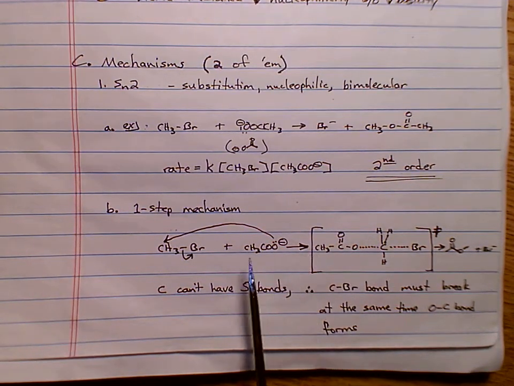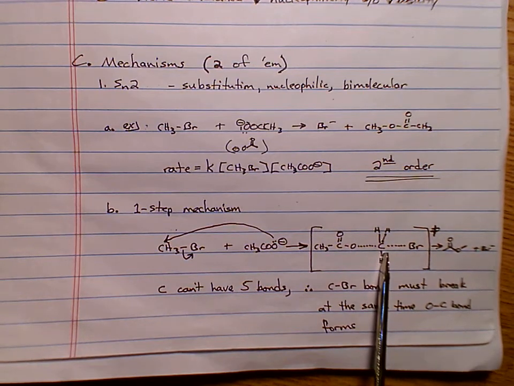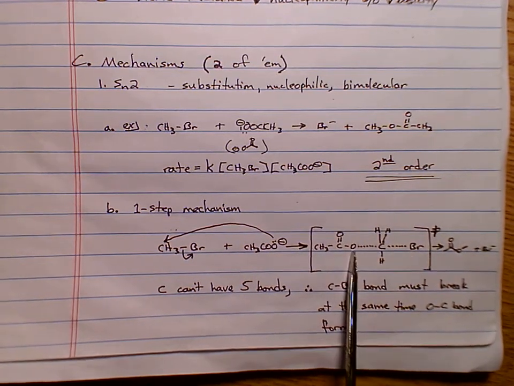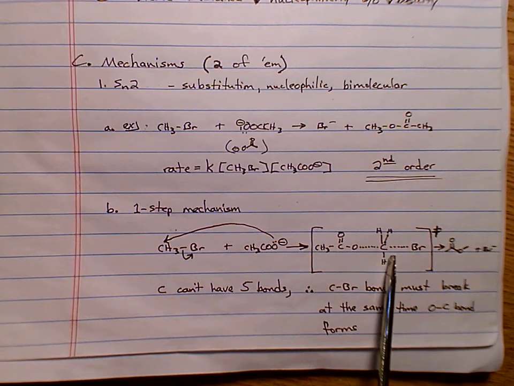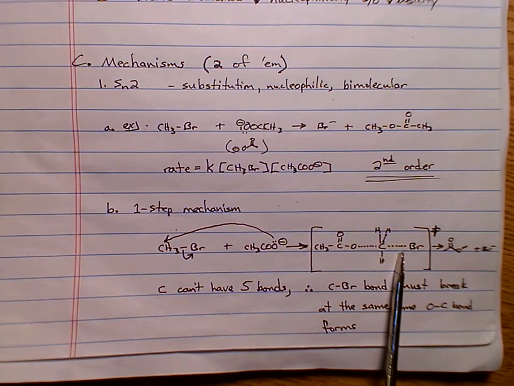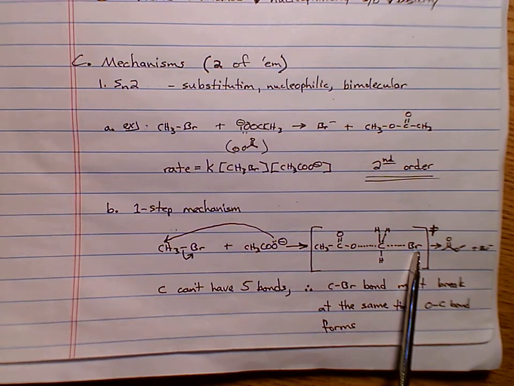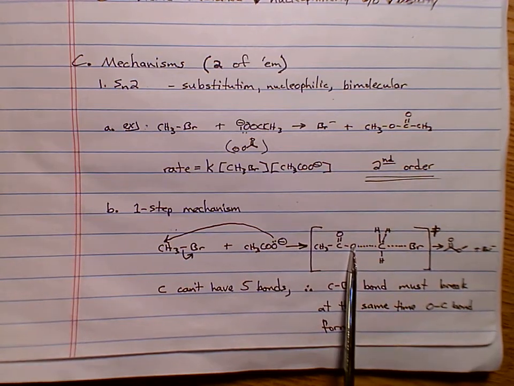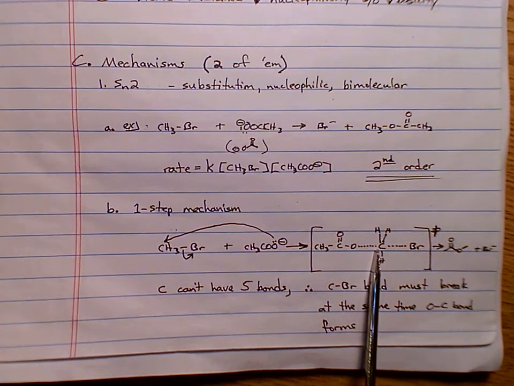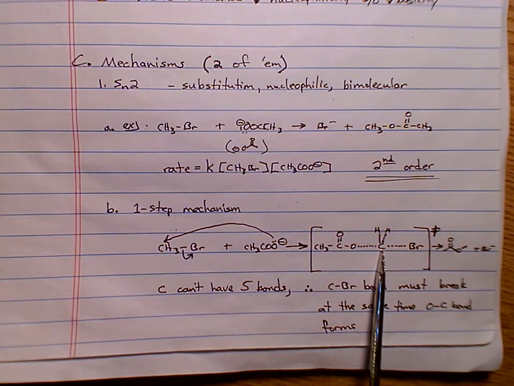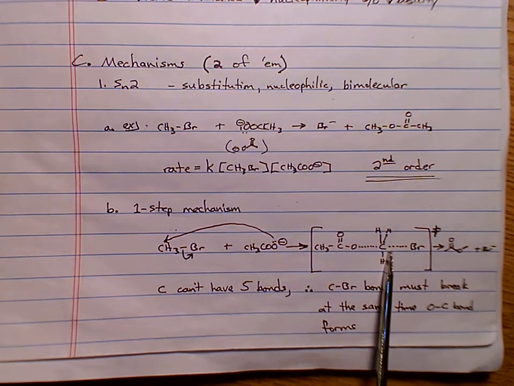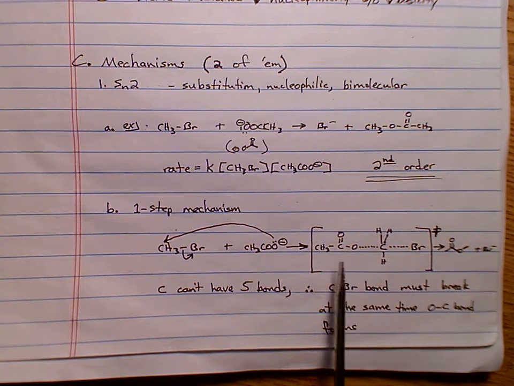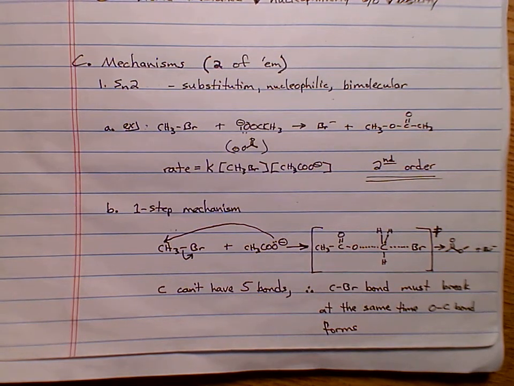Note, the main thing happening until we get to this transition state here, where these two are about equal distance away, the main thing that's occurring is a carbon-bromine bond is breaking. That's where most of the energy is going into. And this oxygen-carbon bond is starting to form. When we get to the halfway point, before then, we're mainly breaking this bond. Afterwards, we're mainly making this bond, even though those two things are happening at the same time.